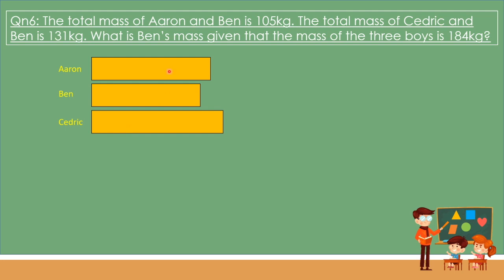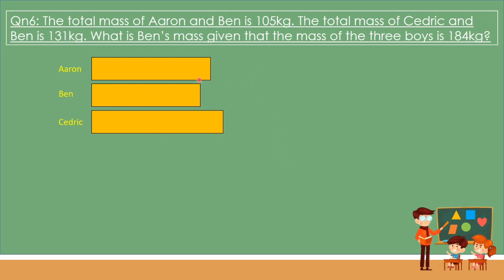I don't. All I know is that Aaron, Ben, and Cedric are most probably not of equal weight. So I am just drawing three different size rectangles just to understand this question, but they do not have to be of equal size. They can be of any size. That is just what I'm trying to say.